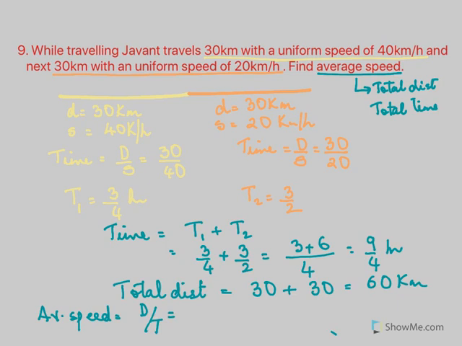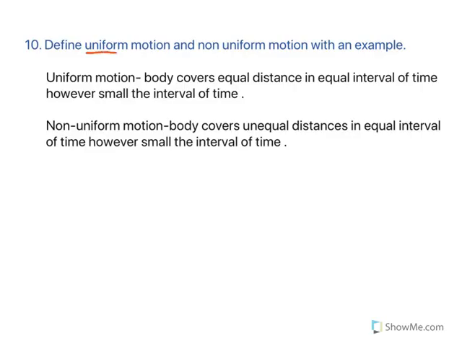So for average speed, we have total distance over total time. Total distance is 60 over total time 9/4, that is 60 divided by 9/4, which is 60 into 4/9. You reduce it, and the answer will be in kilometer per hour. So remember, for average speed you have to do total distance over total time.